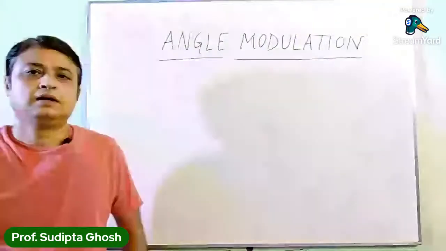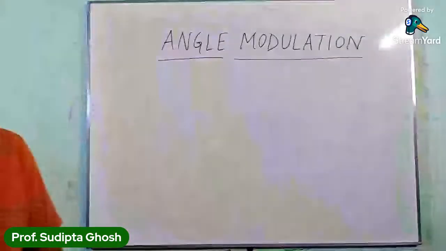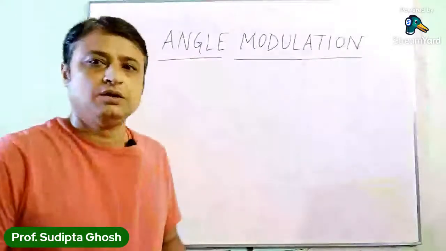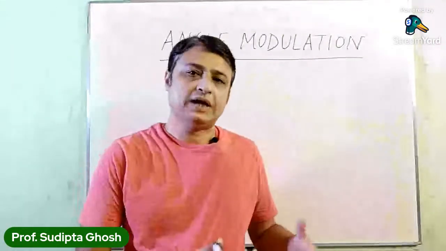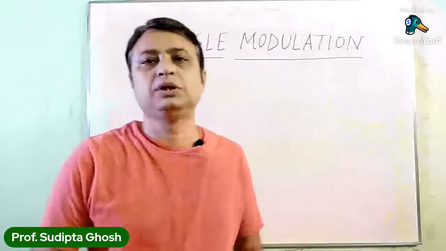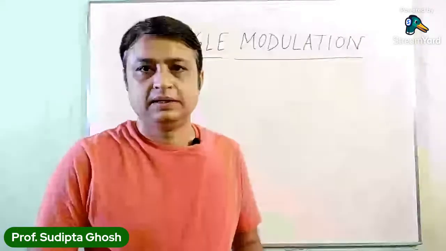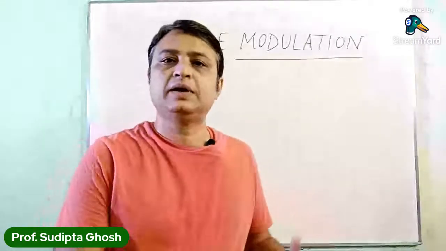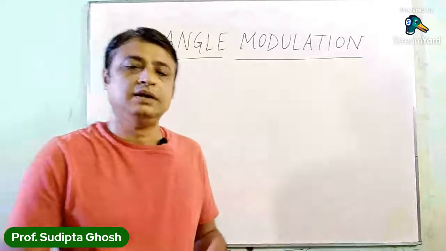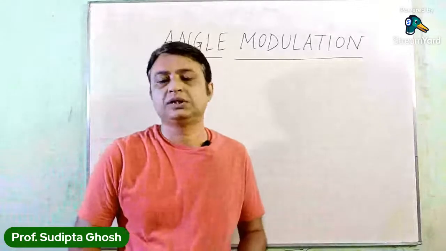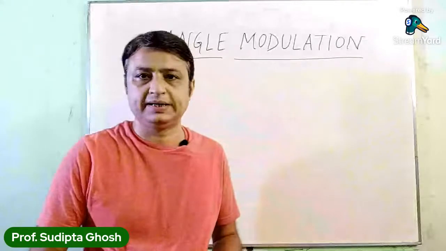Today's topic is, as you can see on the board, angle modulation. So far, we have already come across the topic of amplitude modulation. As we have seen, in amplitude modulation the main problem was the bandwidth of the signal. The bandwidth of the signal is our main concern, and we have found that the bandwidth required for amplitude modulation is twice the frequency of the modulating signal.